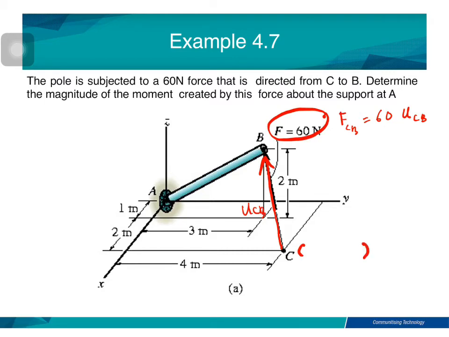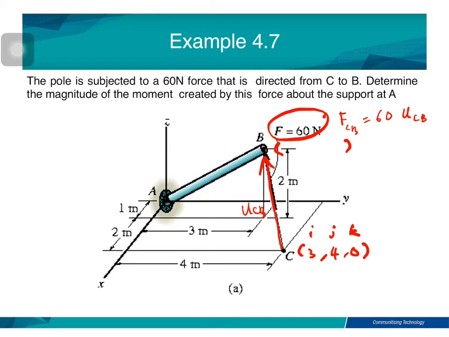So what is the coordinate here? Coordinate B and coordinate C. So C here, what is the I, J, K? So C, I, J, K. So C here, I is 3 meter. And then J, what is J? J is 4 meter. And then what is the K? We don't have K here, so K is 0.